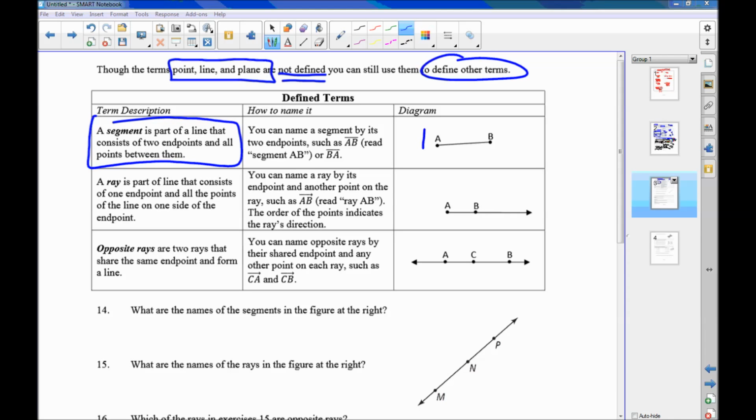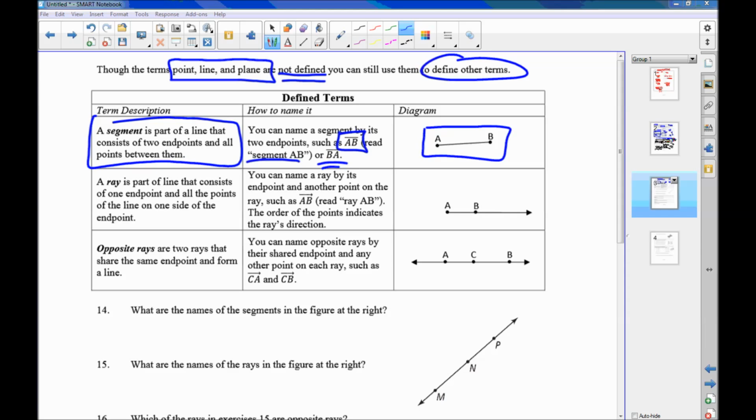So in this case, in my picture, I have endpoints A and B. That's where the segment ends. And there are an infinite number of points between A and B. We just don't try to draw them all in there. Okay? You can name a segment by its 2 endpoints, such as AB. Notice in this case, there are no arrows above the A and B on that line. And you read it as segment AB. Or you could just flip it around just like we did on a line and call it segment BA.